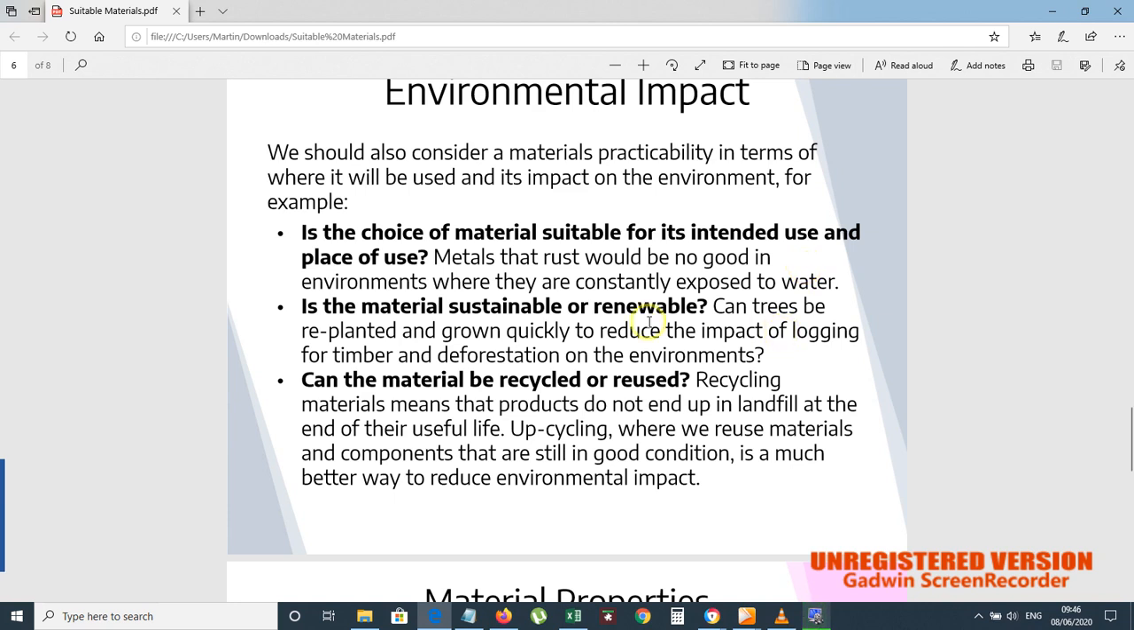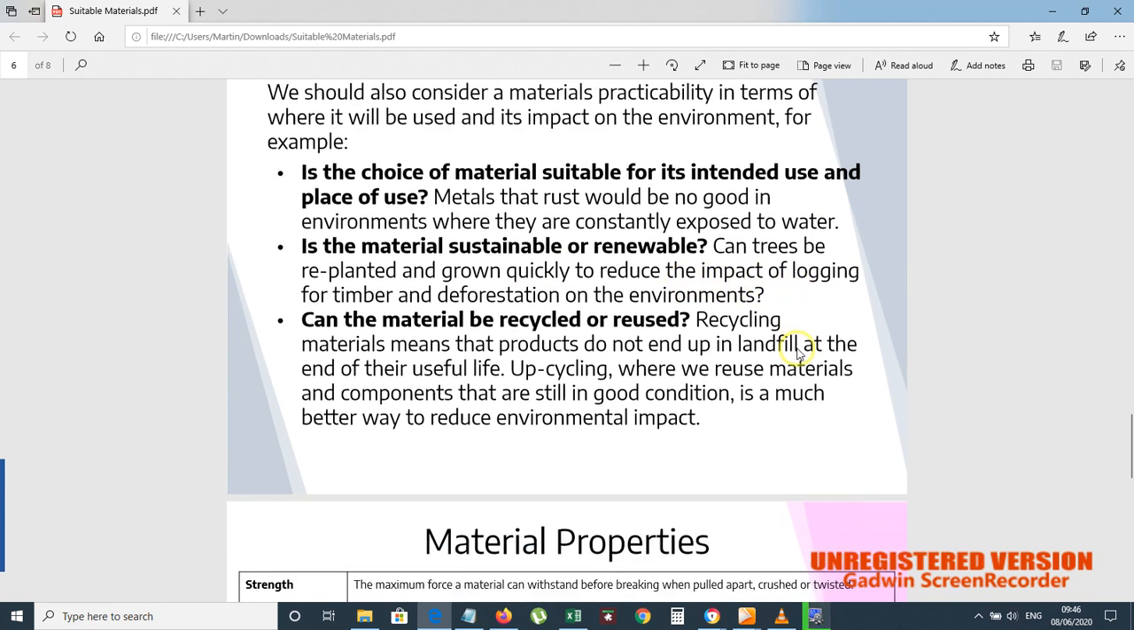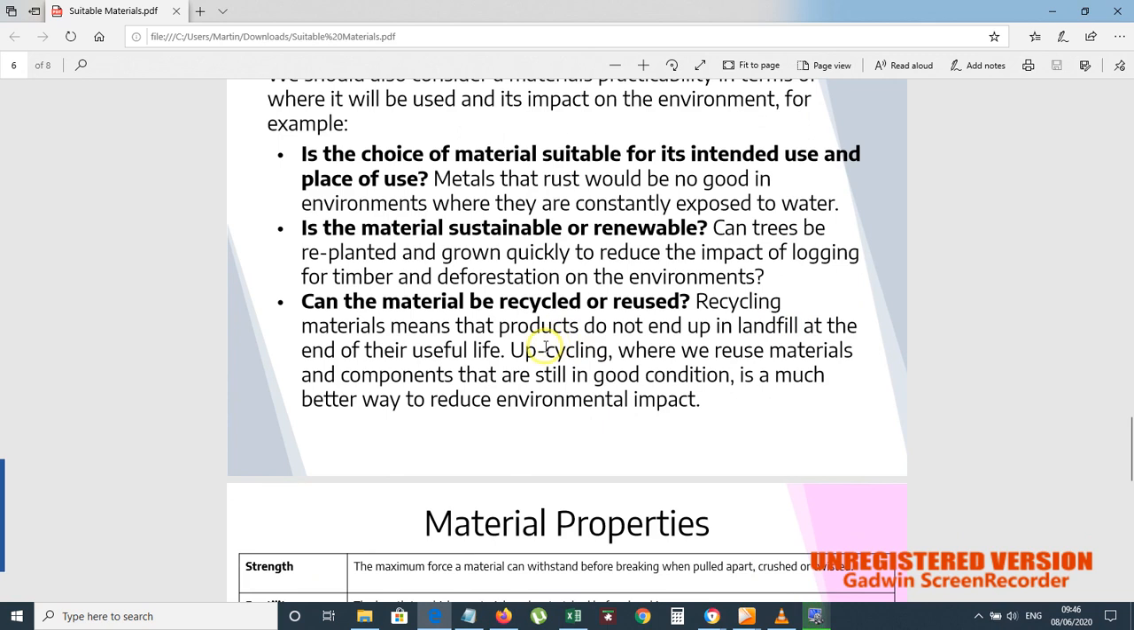Is it sustainable or renewable? So can you recycle it? Has it come from recycled stuff? Is stuff being replanted quickly to replace it? You know, are we thinking about it? Metals, recycling, things like that as well. So again, these are quite important here, things to think about as we go through the course.